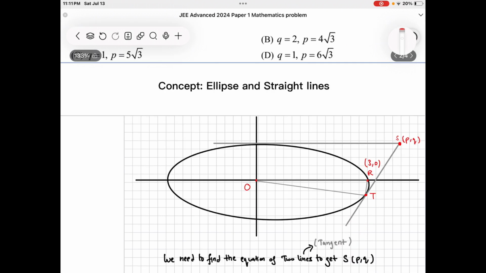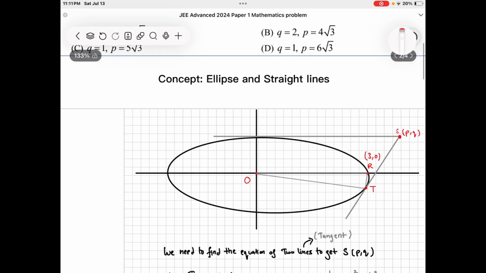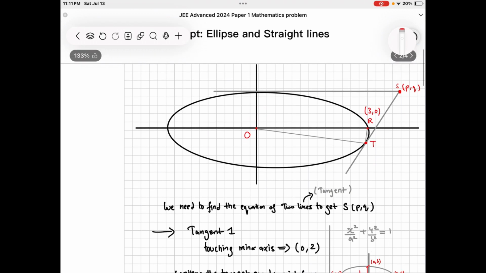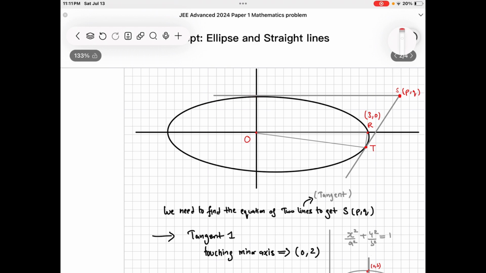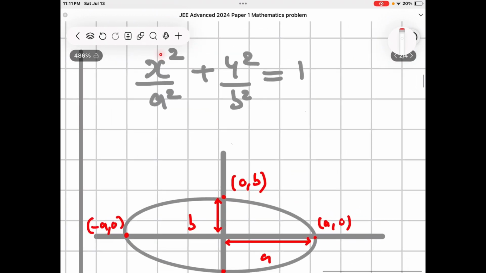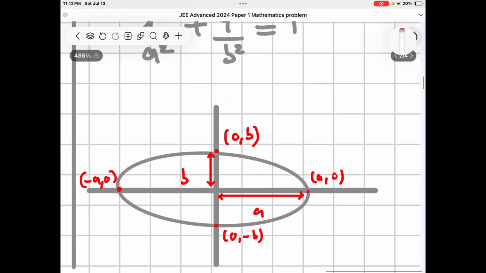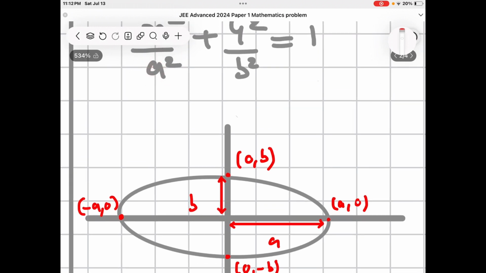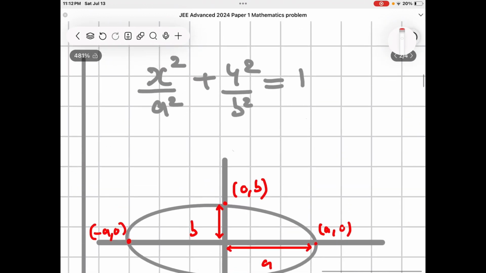So first we need to find the equations of the two lines which are tangent, obviously, to get to the points S, P, Q. We're going to first take a look at this line, tangent 1, right over here, which is touching the minor axis, and this point is going to be (0, 2), and I'm going to explain why. The general equation of the ellipse is x squared over a squared plus y squared over b squared equals 1, which you can see on the graph. Here is a squared, and then we have a major axis here and the minor axis here, and we write it in this form.